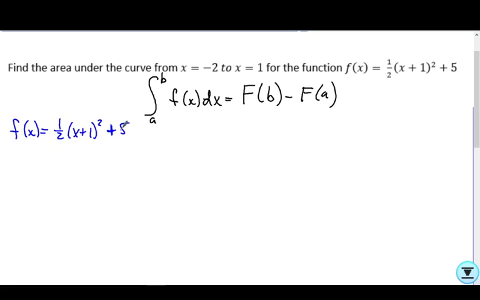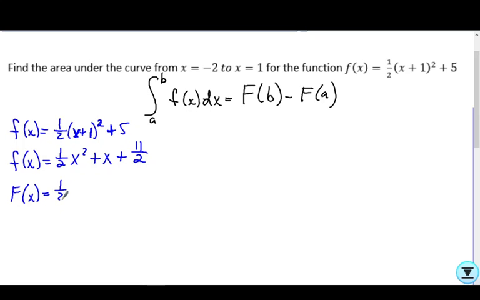I can't do it the way it is written currently, because I have this x plus 1 inside the parentheses. So I actually have to FOIL it out. So I get f of x equals 1/2 x squared plus x plus 11 over 2. When you FOIL out the x plus 1, you multiply the 1/2 in, and you add the 5. This is your new function that I can take the antiderivative of.